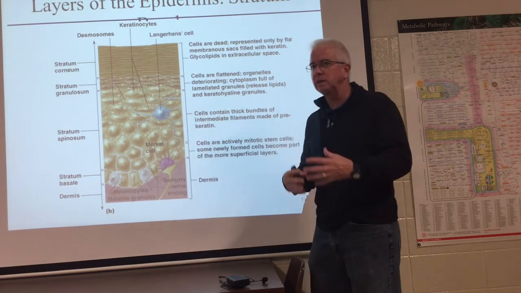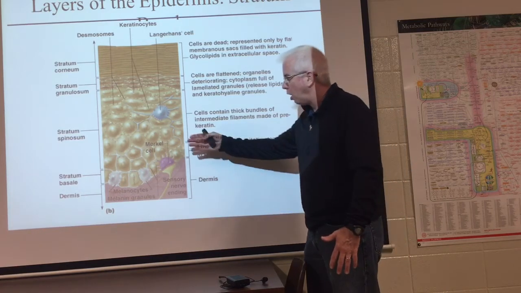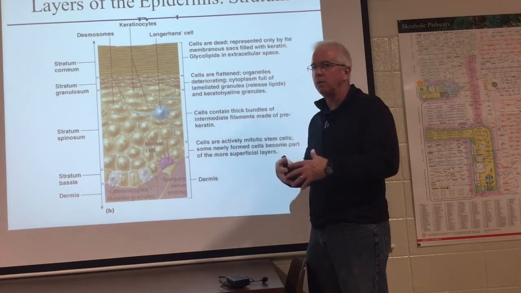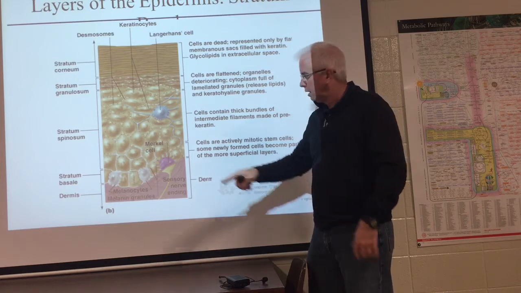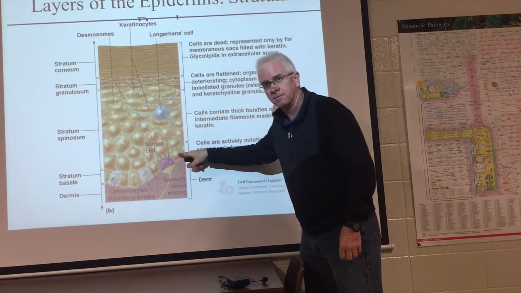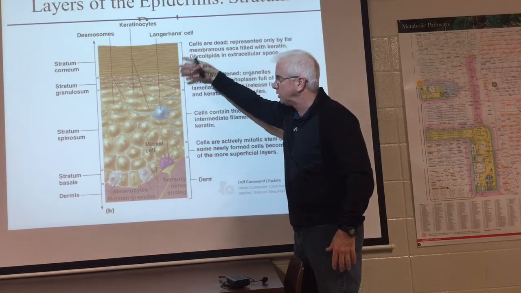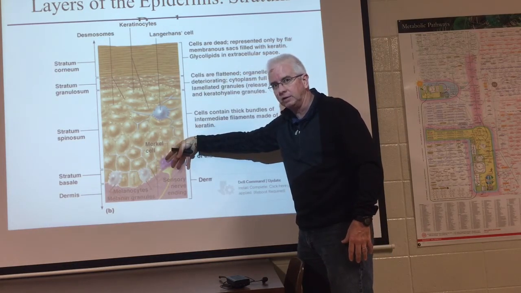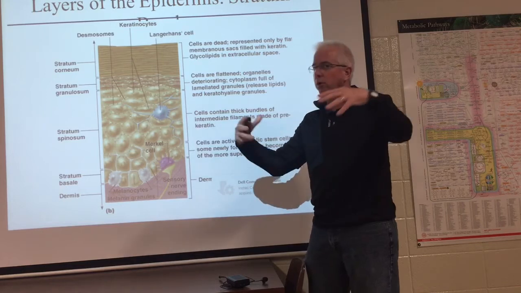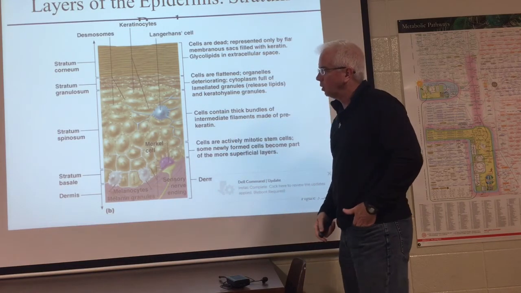So all the cells, this is my chance to say it, all of the cells of the epidermis come from the basal layer. Cell division is occurring down here, and then those cells are being pushed outward. So all the cells of the granulosum and corneum originate in the basal layer, and then they push outward on the epidermis as more and more are produced.